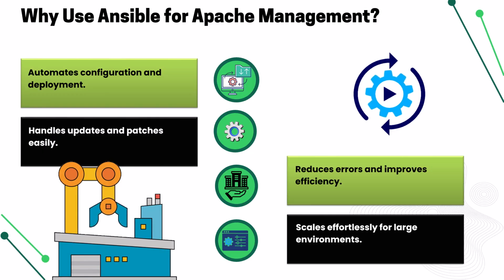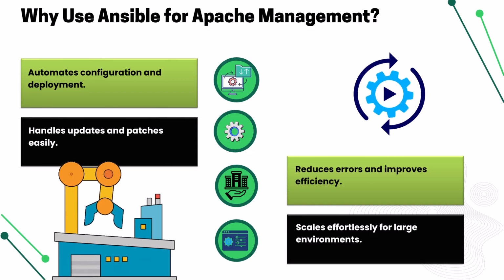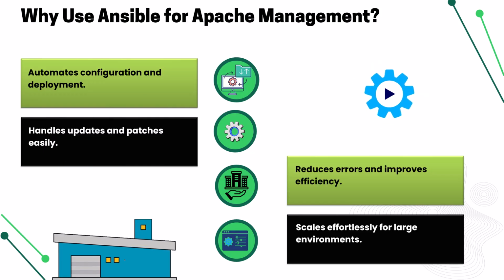Managing Apache manually is like herding cats. It's chaotic and unpredictable. But with Ansible, smooth sailing. From configuring servers to rolling out updates, it's automation at its finest. Think fewer errors, more efficiency, and less stress. And who wouldn't want a stress-free sysadmin life, right?